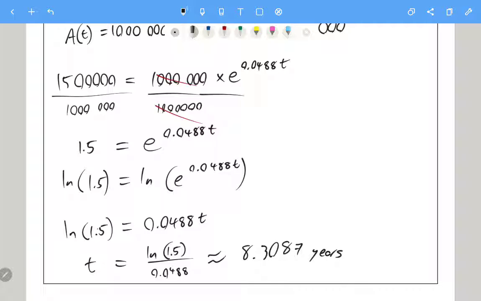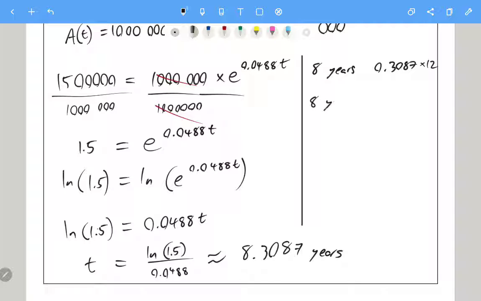Which is fine, and if we were asking for years, then we'd just round this straight up to 9 years, because at 8 years it wouldn't be big enough. But we need to convert this into years and months, so we've got 8 years and 0.3087 years. If we times that by 12, that's going to tell us how many months we'd have.